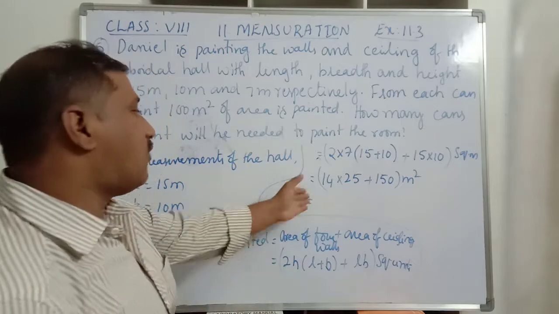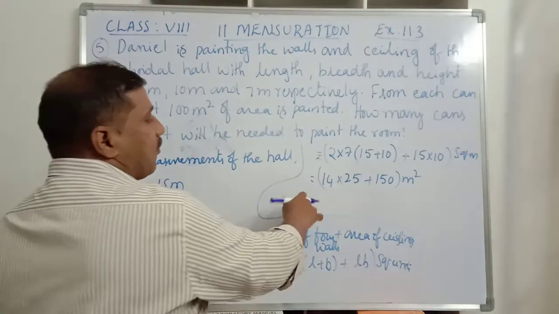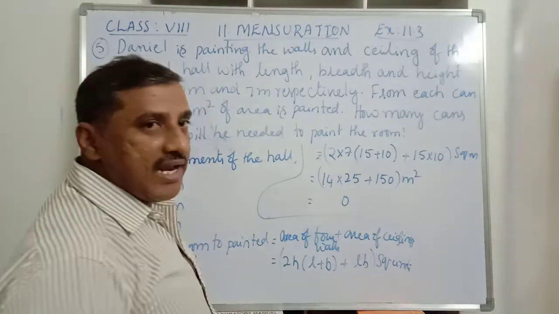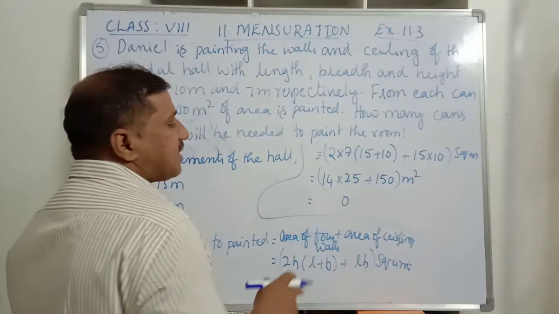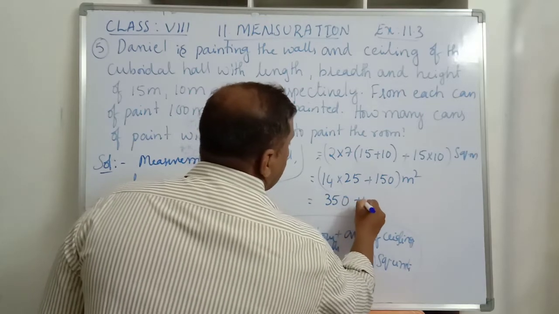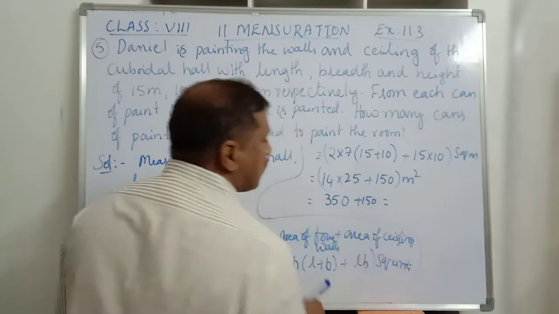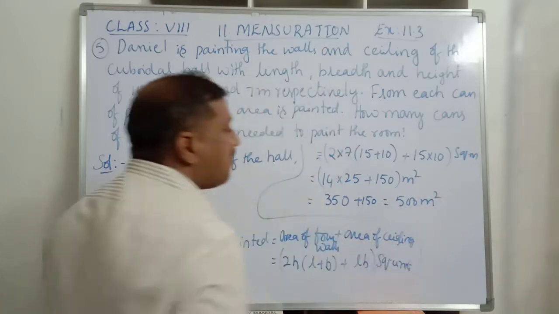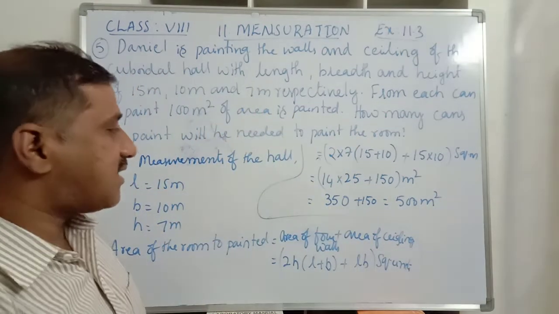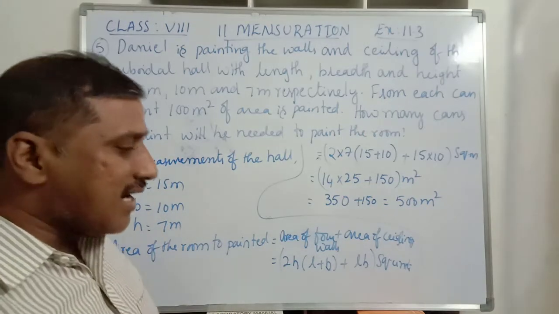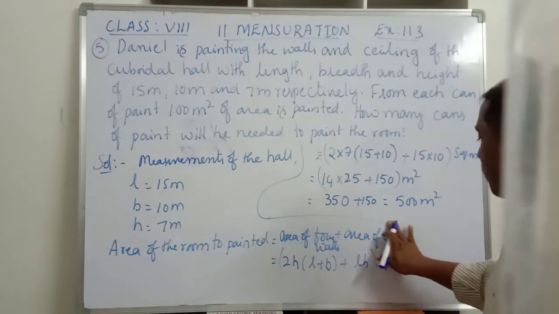Now multiply 14 into 25. 14 5s are 70. 7 is there. 14 2s are 28. 28 plus 7 it is 35. 350 plus 150 which is equal to how much? 500 meter square. 500 meter square is the area which is to be painted. Now one can is used for how much?